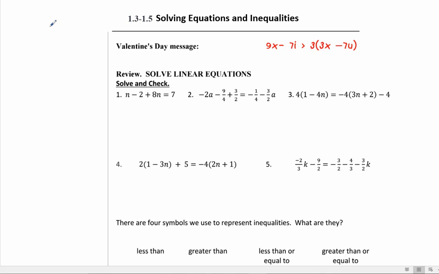First things first, I'm the realist. No, seriously, Valentine's Day message. I know it's not Valentine's Day, and we've got a long way to go, but your significant other, male or female, this right here is kind of like a little math riddle.